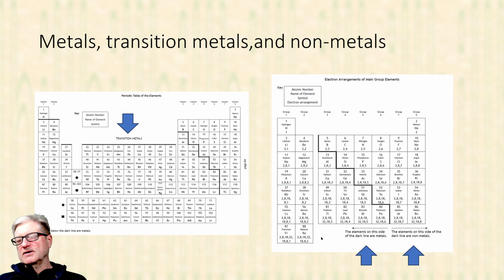So everything on the left side of the dark line are metals, and everything on the right side of the dark line are non-metals. Okay, it tells you this in the data book. You don't have to remember it. You don't have to remember that for your exam, right?